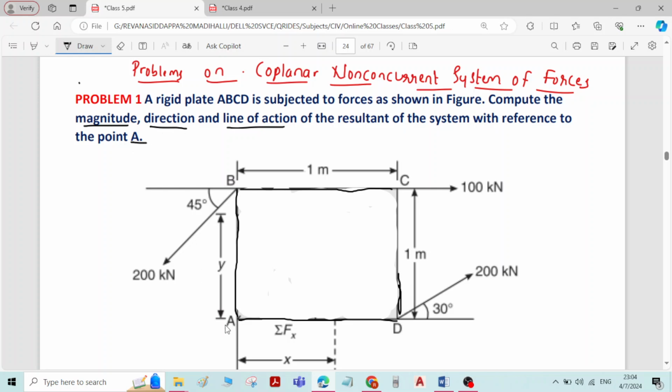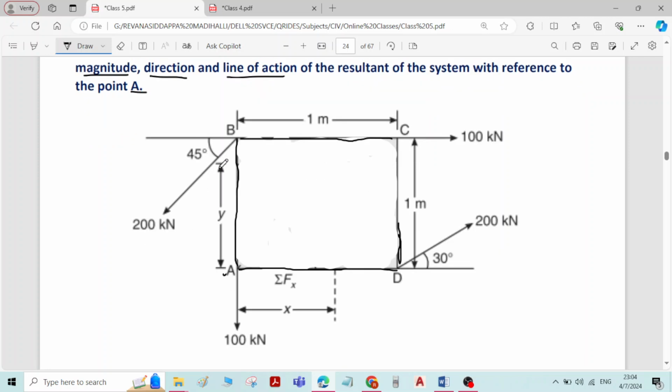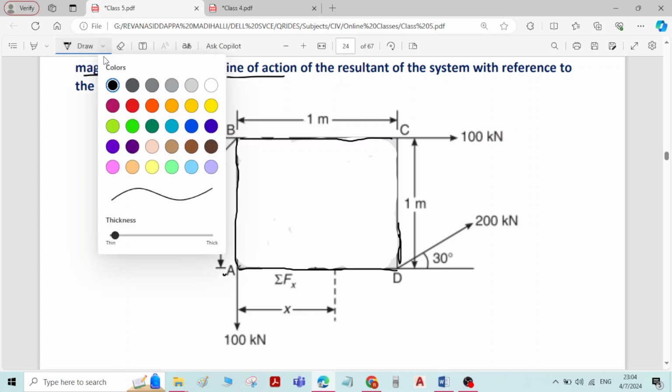So with respect to point A means point A is here. Correct? So first we will find magnitude and the direction. Later on we will see how to find line of action of the resultant with reference to the point A. Okay. So the first and foremost thing is you have to write the components.